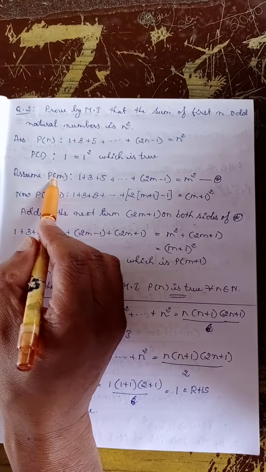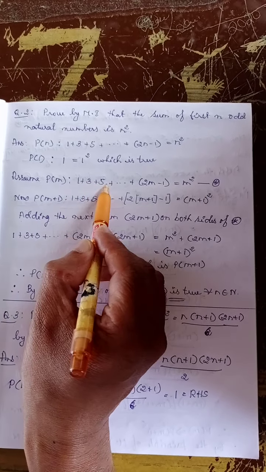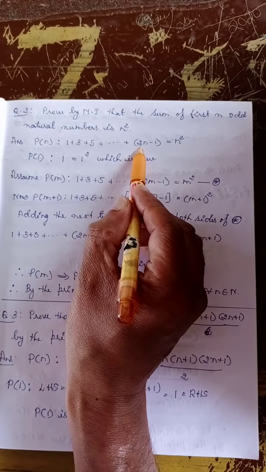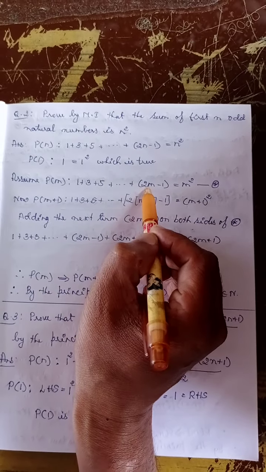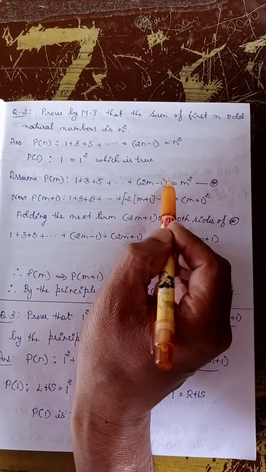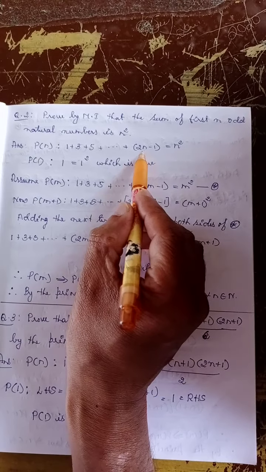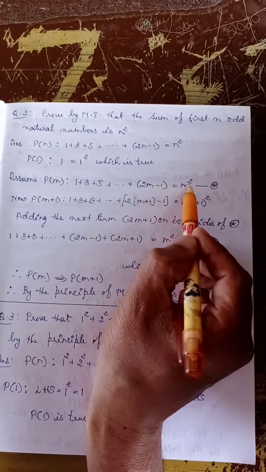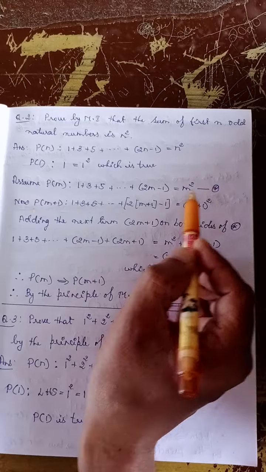Now we assume p of m, that is 1 plus 3 plus 5 plus etc. plus 2m minus 1 is equal to m square. It is the same for all the problems; the procedure is the same. Take it as equation star.